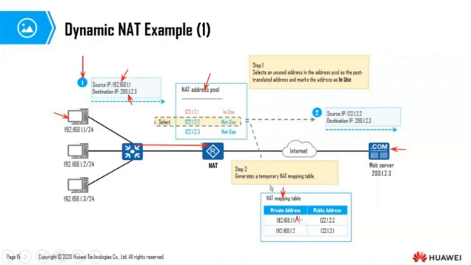So I've given 192.168.1.1 to 122.1.2.2. Then it will send that packet to the internet after changing the source IP address to that public IP address. Destination IP address remains the same. So that is what happens.